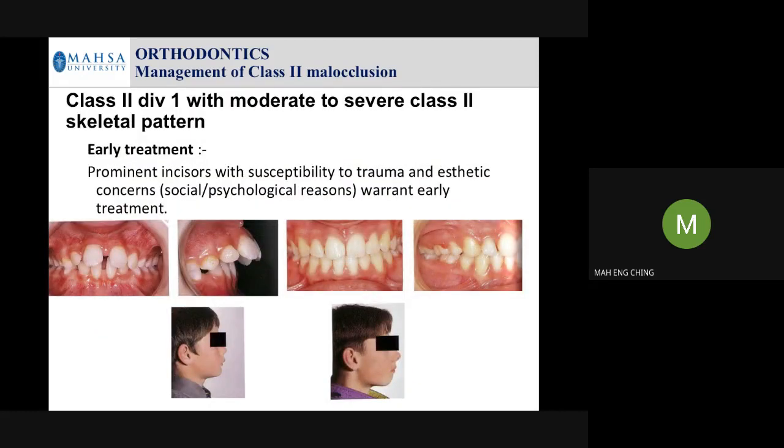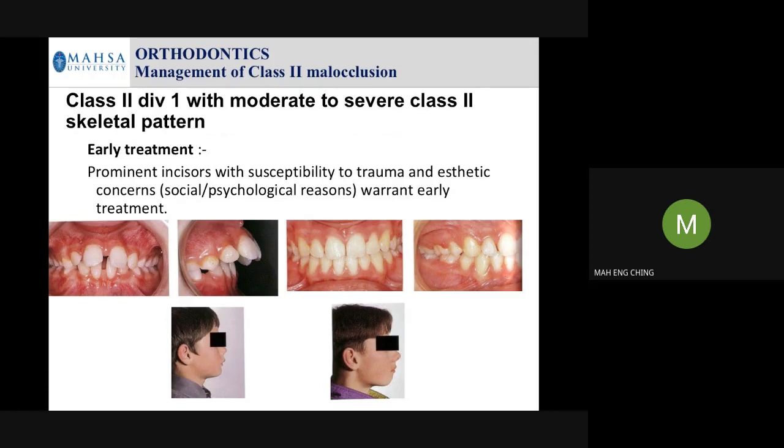So just now we talked about the mild and moderate. Now we come to severe class 2. Severe class 2 is usually caused by skeletal problems. It means the upper jaw is sticking out too much or the lower jaw is too short. Sometimes you can do some early treatment to reduce the severity of this class 2 skeletal.